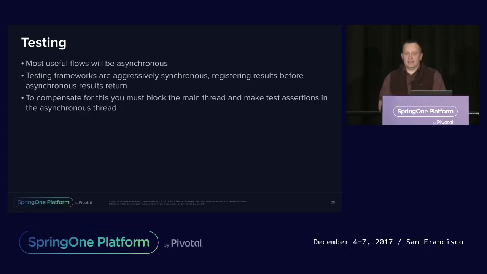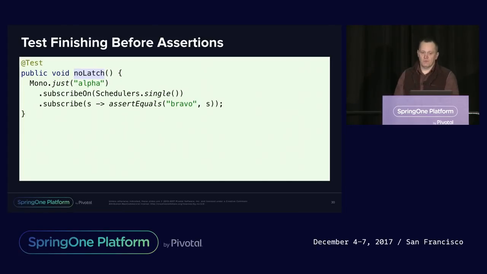So to compensate for this, if you're rolling your own testing for reactive, you need to block the main thread and make test assertions in the asynchronous thread. So here's a naive way of doing things. We're going to start with a single string, Mono just alpha. We subscribe to it, and we're doing something with schedulers there to make sure that we get the poor behavior that we want. We subscribe to it, and we say, I'm expecting Bravo.